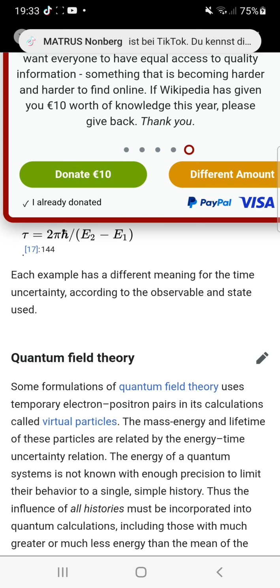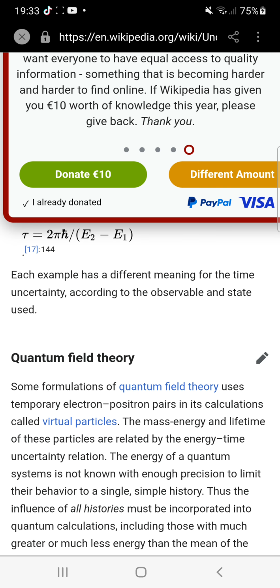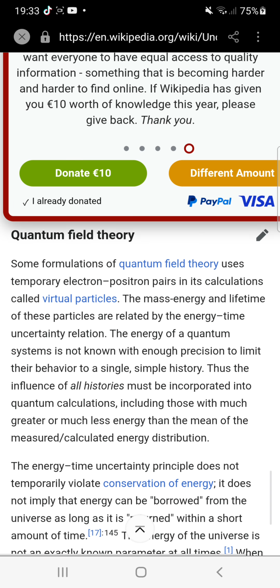Each example has a different meaning of a time uncertainty according to the observable and state used. Quantum field theory.